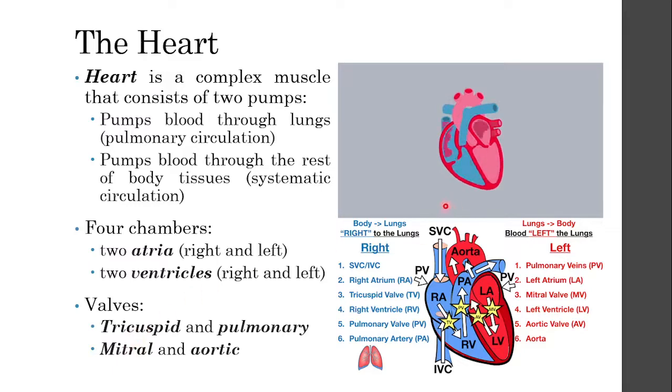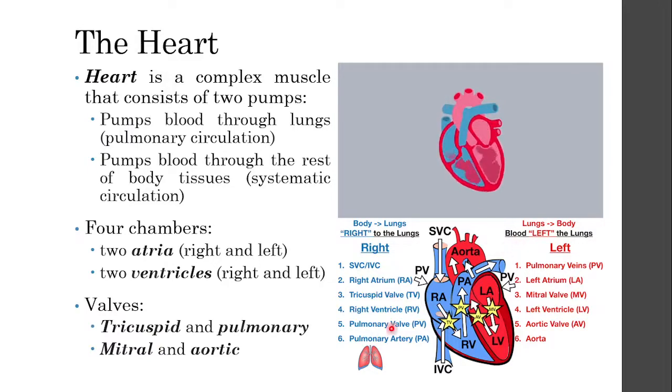This valve is what separates the atrium from the ventricle. So for example, look at the right atrium and right ventricle. This opening right here, which separates the atrium and the ventricle, is what we call the tricuspid valve. Tricuspid because there's actually three openings. And then we have the mitral valve, which is another AV, or atrioventricular, valve, which separates the left atrium and the left ventricle.